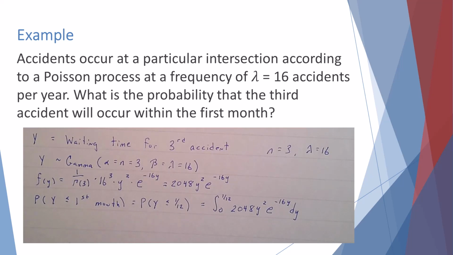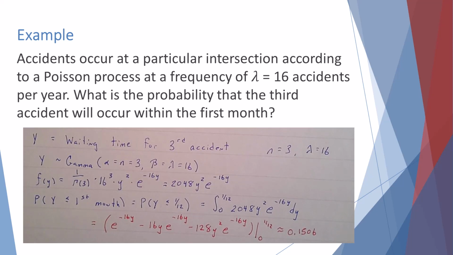And if we take that approach, then what we get here is e to the negative 16y minus 16y times e to the negative 16y minus 128 times y squared e to the negative 16y. And we need to evaluate this from 1/12 down to 0. And when we throw this into the calculator, we find this is approximately equal to 0.1506.